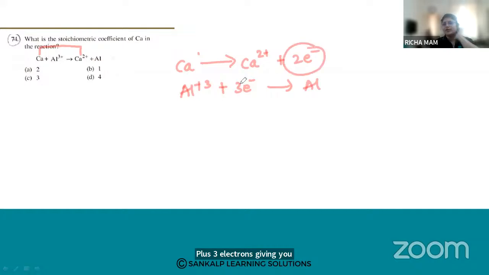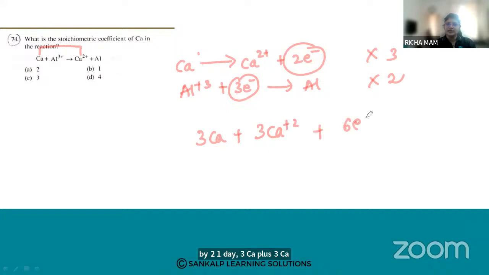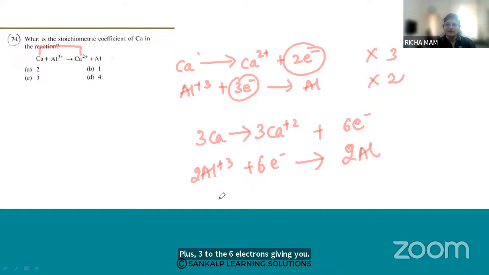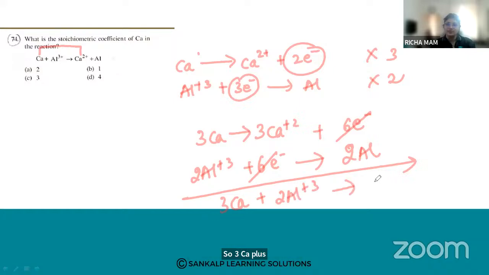Now here the number of electrons are different. So if I multiply this by 3 and this by 2, what will I get? Then I'll get 3Ca giving 3Ca2+ plus 6 electrons. Now here, 2Al3+ plus 6 electrons, giving you 2Al. Now the electrons cancel. So 3Ca plus 2Al3+ gives you 3Ca2+ plus 2Al.